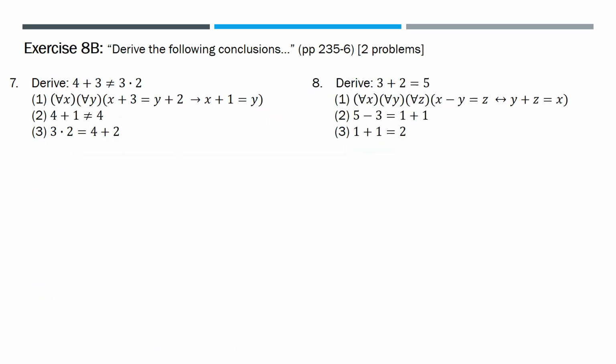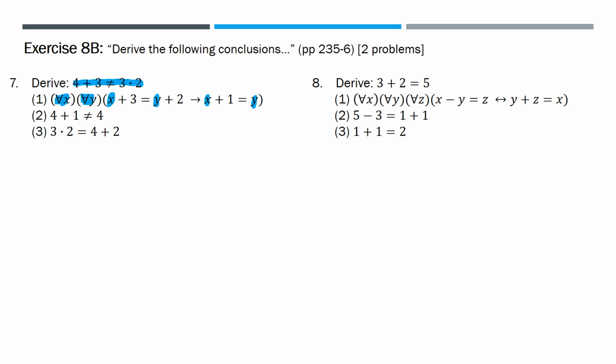The final two problems we will work on come from exercise 8b. We'll do number 7 and number 8. Number 7 asks us to derive 4 plus 3 does not equal 3 times 2, given three premises. The first premise has two universal quantifiers. This means we will engage in universal instantiation twice. The question is, what do we substitute for x, and what do we substitute for y?